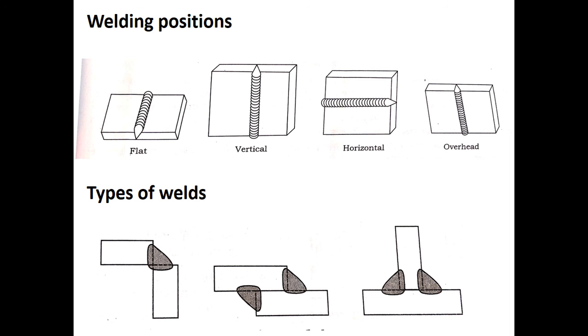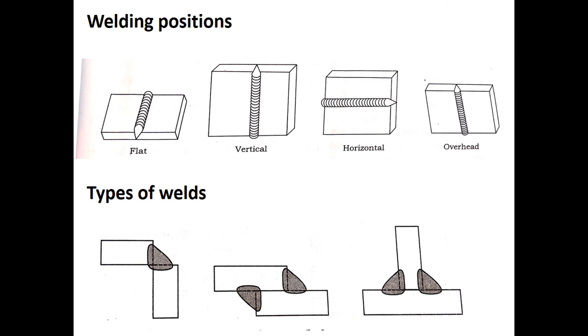And then what are the types of weld? The two common types of weld are fillet weld and groove weld. What do you mean by a fillet weld and a groove weld? A weld of approximately triangular cross section is called a fillet weld. A weld made by a groove between the workpieces is called a groove weld. So fillet weld and groove weld.